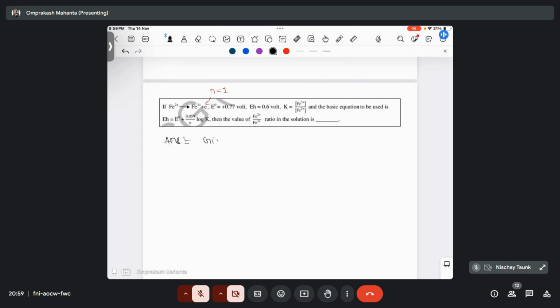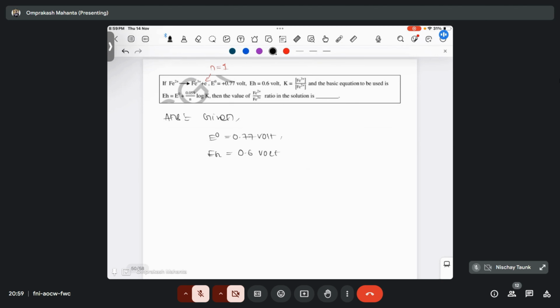So let's write all the givens first. Here the E0 value is given as 0.77 volt and the Eh value is given as 0.6 volt, and they gave the formula Eh equals E0 plus 0.059 by n log K, and they gave the K value as Fe3+ by Fe2+. But they asked for the value of Fe2+ by Fe3+, which means they are asking for 1 by K. Yeah, they are asking 1 by K.